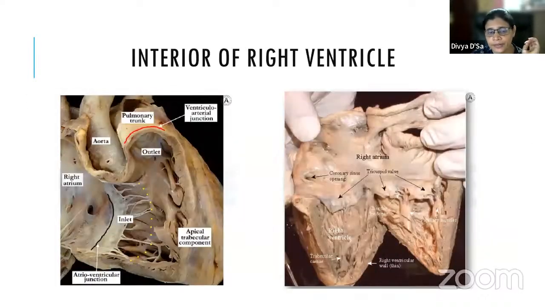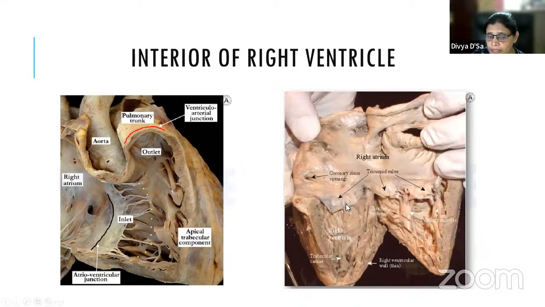Okay, coming to the ventricles. Between the atrial and the ventricular chamber, we have the tricuspid valve, where there are three leaflets: anterior, posterior, and the septal leaflet. These three leaflets show scalloping. One end is attached to a collagenous ring, which is present at the atrioventricular orifice.